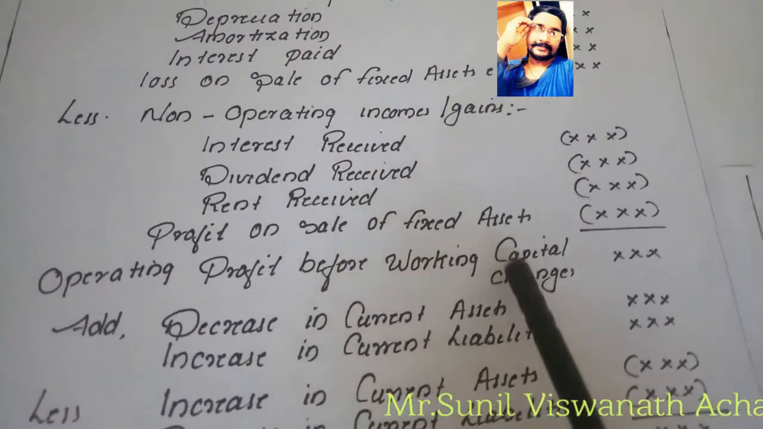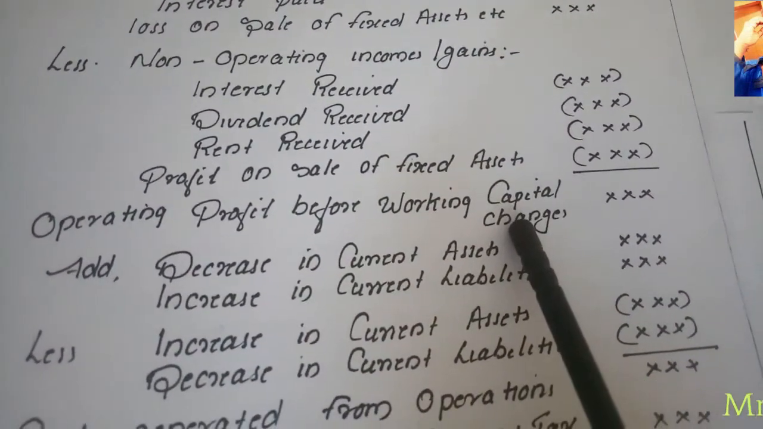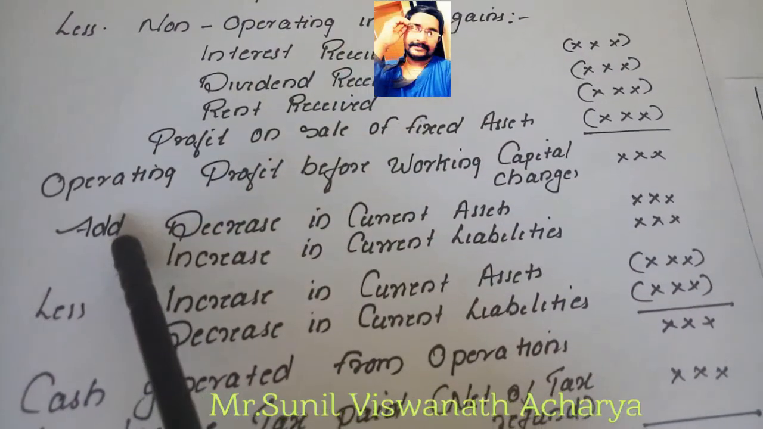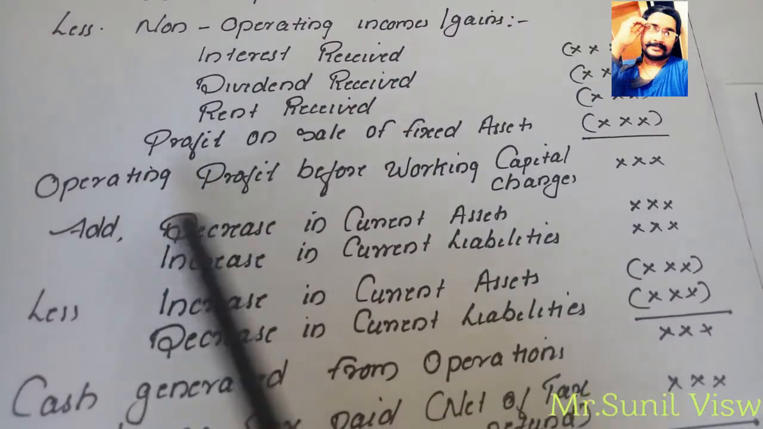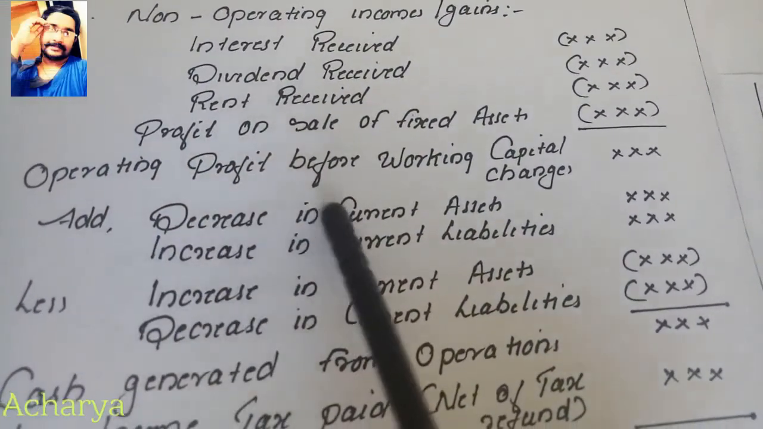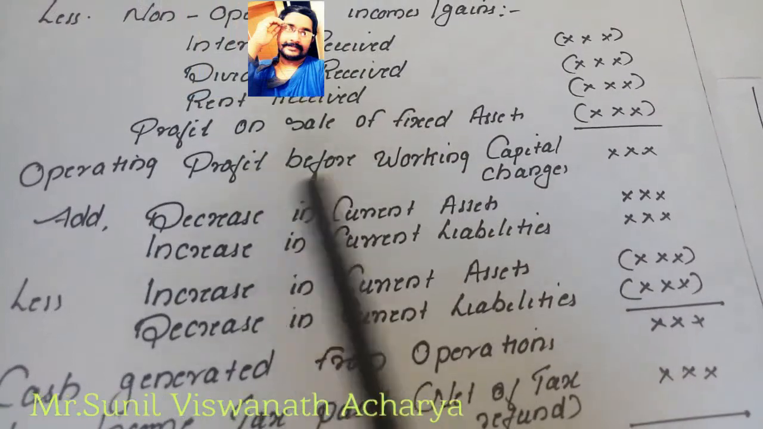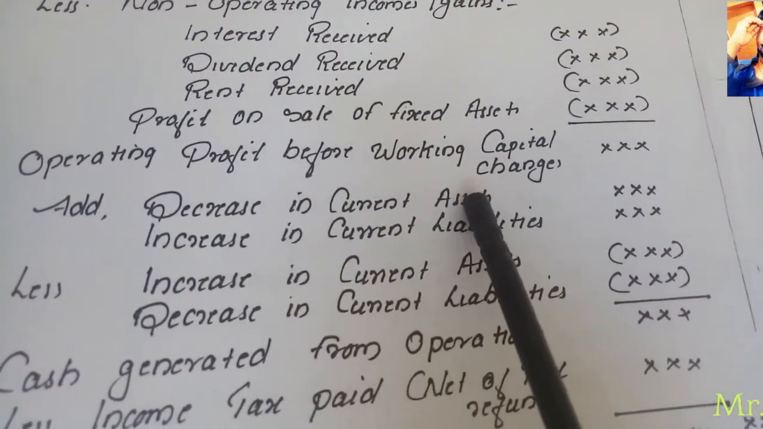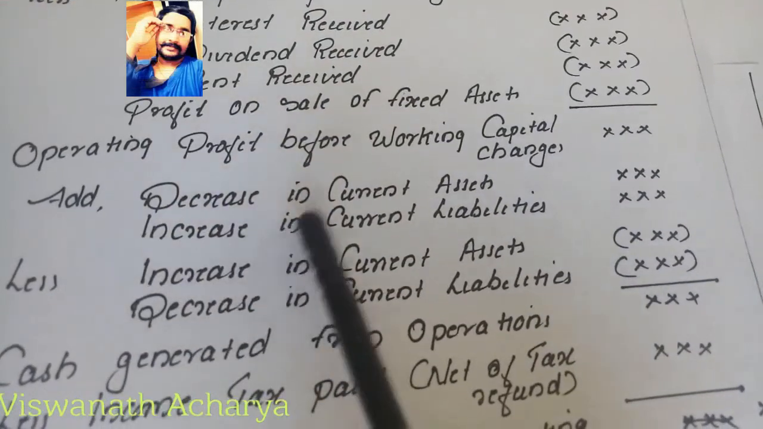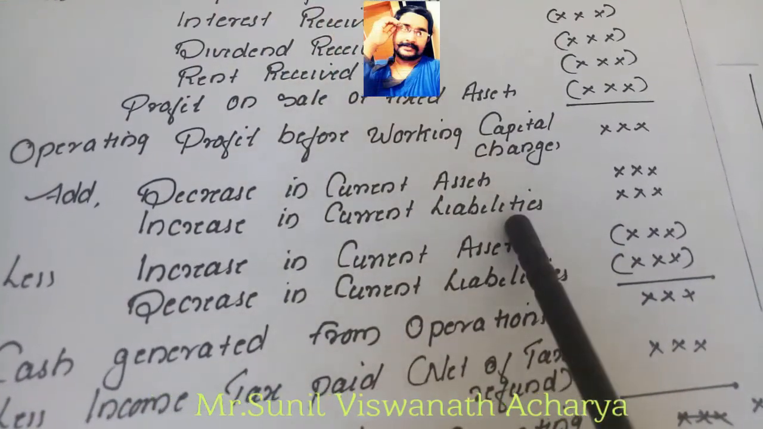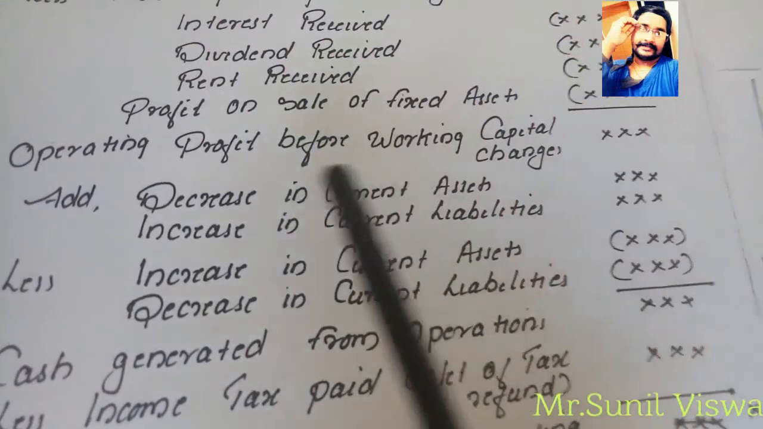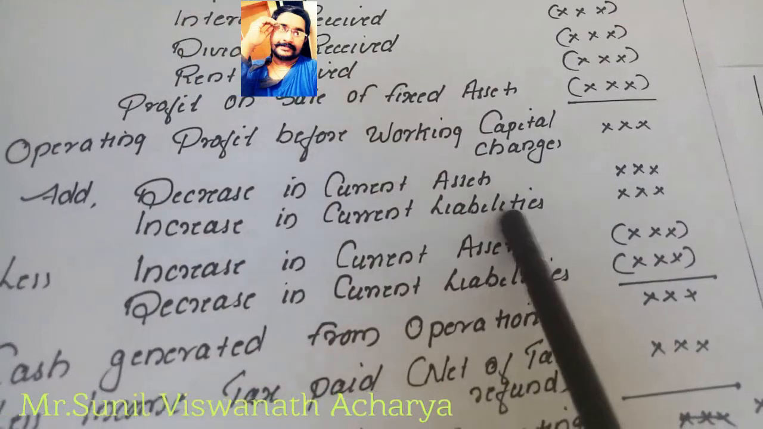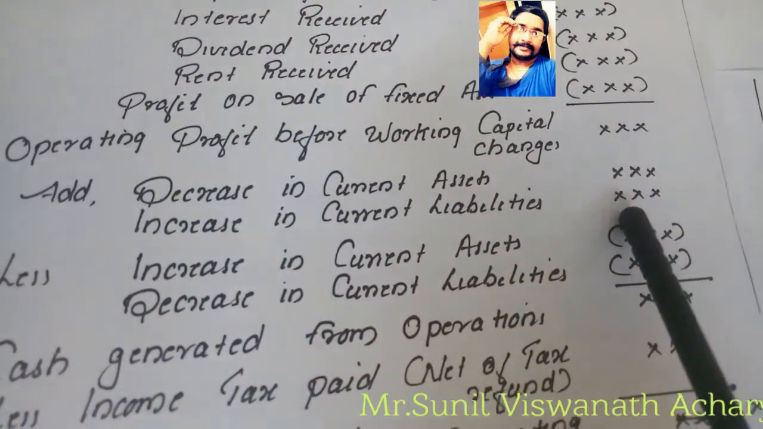Now working capital we should consider. Working capital, we know, is related to current assets and current liabilities. So these items we should adjust. Current asset, add decrease in current asset. If current asset decreases we have to add. Current asset decrease means it is cash inflow. Increase in current liability, current liability increase also is cash inflow. Okay, so any current asset decrease we will add. Any current liability increase, that also we will add.